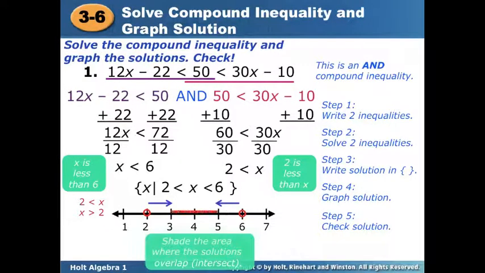Do not shade past the 2 on the left or the 6 on the right, because we only want the area that they overlap. An and compound inequality would shade to the inside.